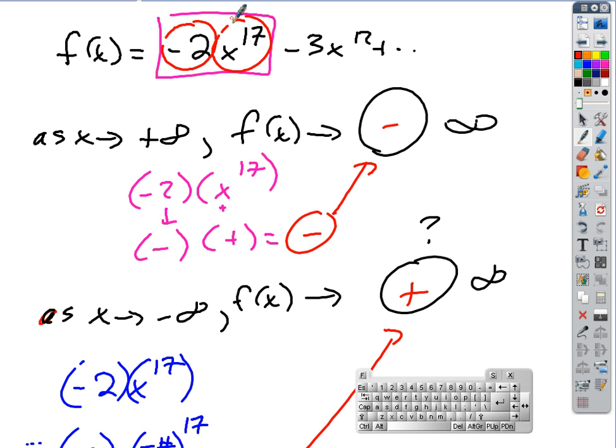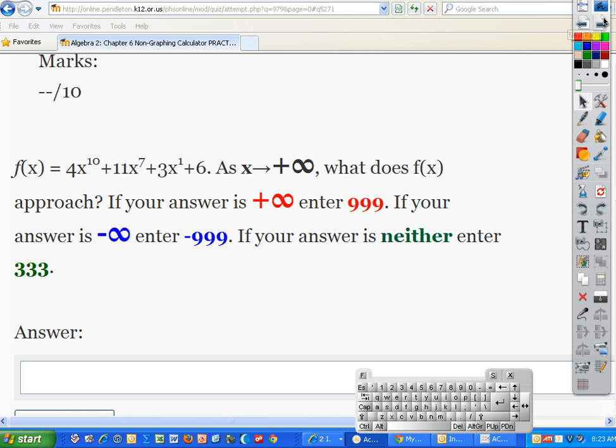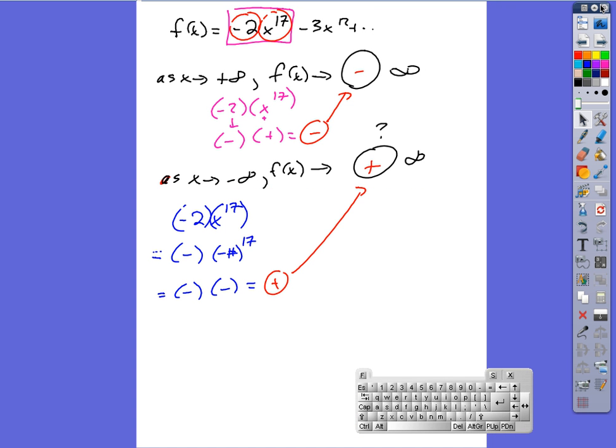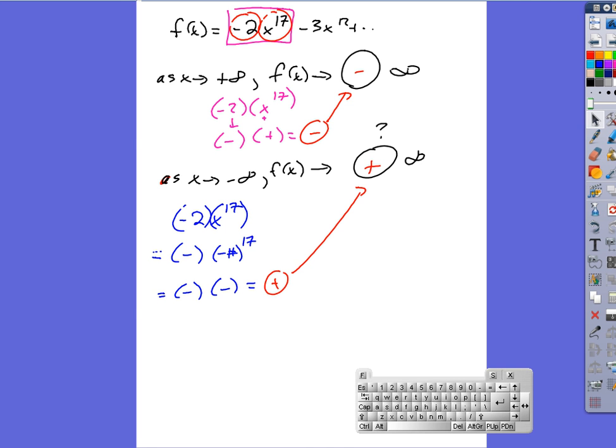So would you just put, like, how would you put that? Okay, so remember in Moodle, what we would do is it wants to know if it's positive infinity, we'd enter 999. If it's negative infinity, we enter negative 999. So what was our answer? I can't remember. It was positive, so we'd enter 999. And then for that first one, it would have been negative 999.